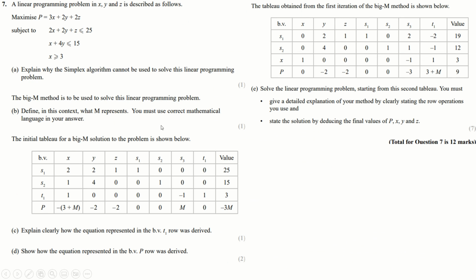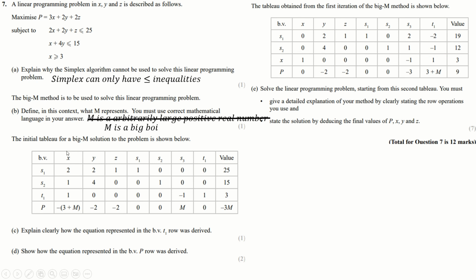Another simplex algorithm question here, because apparently they just hated us when they were writing this paper. Explain why simplex cannot be used here, because there's a greater than symbol. So good. Define what M represents. M is a very arbitrarily large positive real number, but it actually says use correct mathematical language, so M is a big boy.